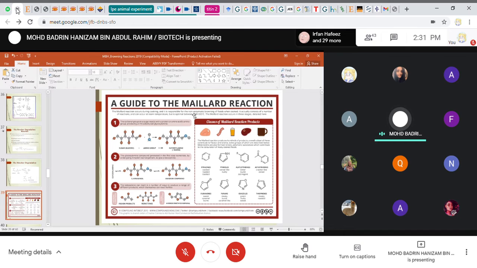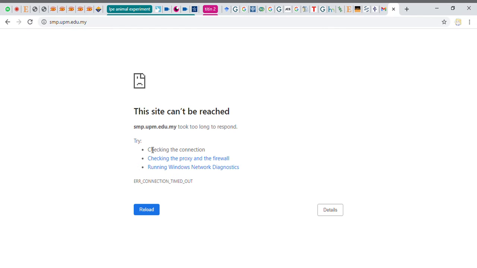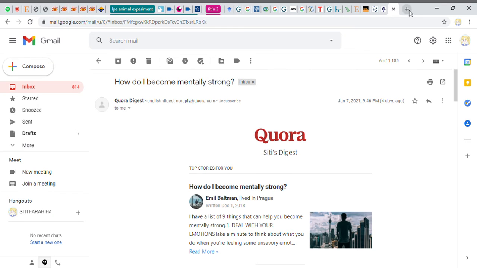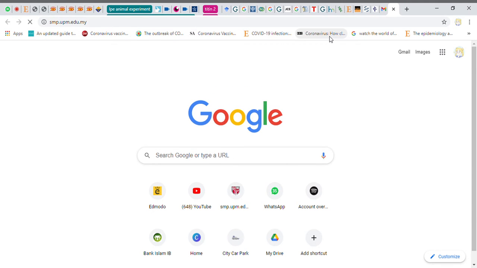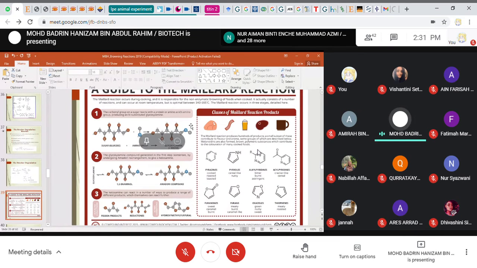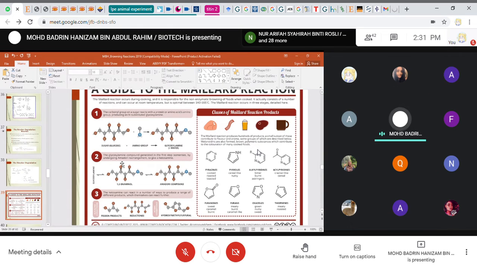The optimum temperature is between 140 and 165. There are three stages. First, the carbonyl group of sugar reacts with protein amino acids, producing N-substituted glycosylamine. You can see the reaction here. Next, in the second step, the glycosylamine compound generated in the first step is isomerized. This compound will be isomerized by undergoing an Amadori rearrangement to give ketosamine.